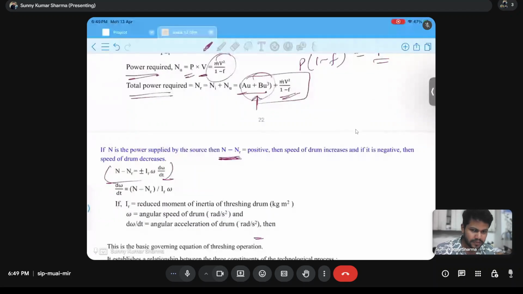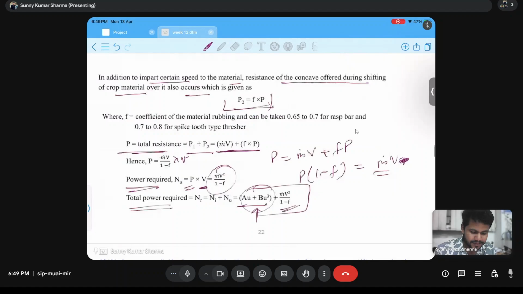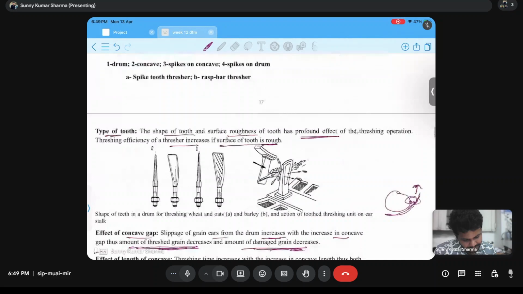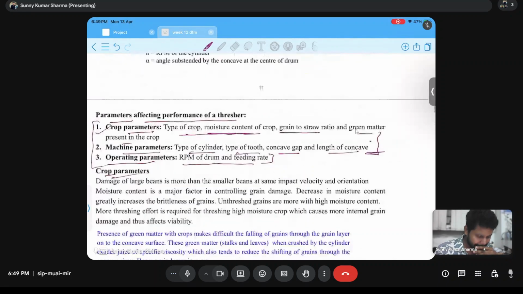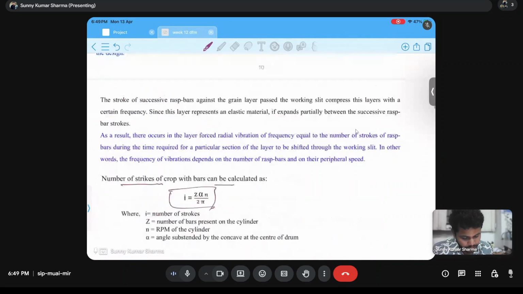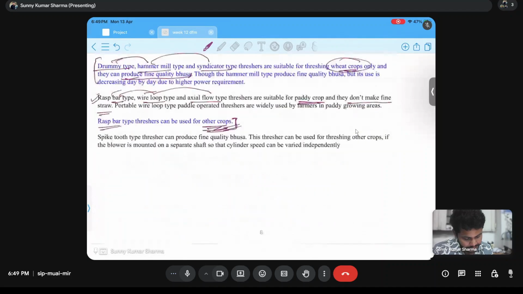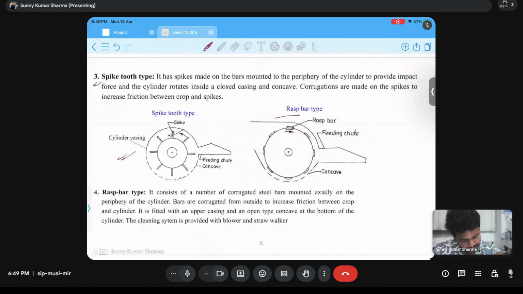In the seventh one also harrow was written, I don't know why. It should be in week 12. This week question only: a spike tooth harrow is fitted with solid circular section spikes during threshing of wheat crops. Harrow is misspelled, it is a typo. It is the spike tooth thresher with solid circular section spikes, and during threshing of wheat crops in this thresher the spikes are subjected to option A torsion, option B bending, option C shear, and D both bending and shear.